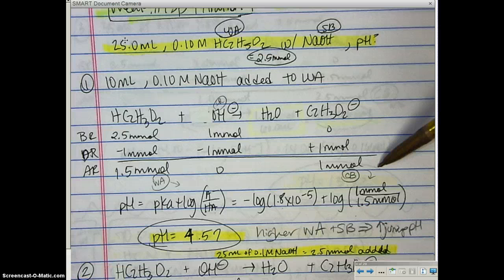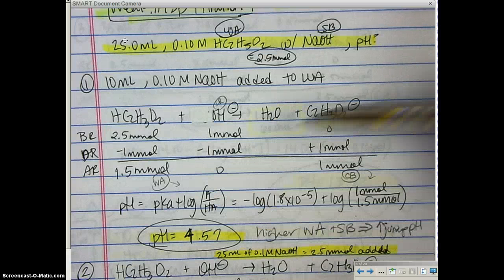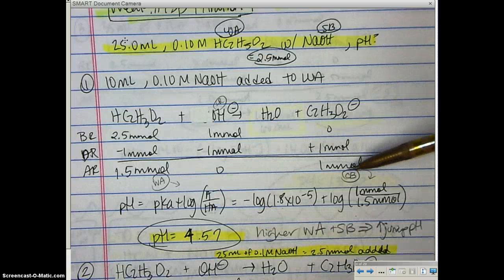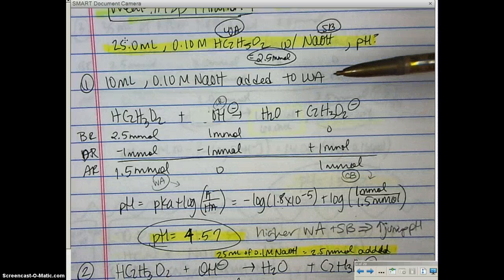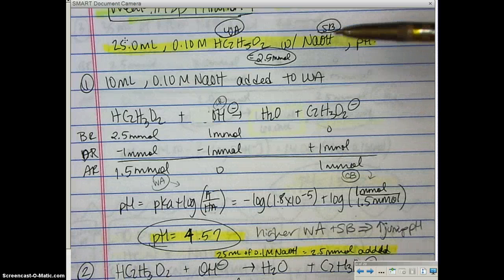So in this case, you recognize right now, you need to think about this. When you see that you have leftovers of a weak acid and a conjugate base, then that means you're able to use the Henderson-Hasselbalch equation. Do not go and do an ICE box now, because that's going to take you more time.